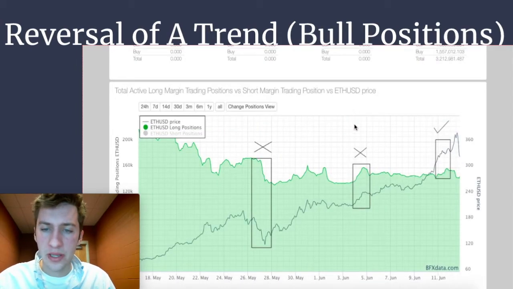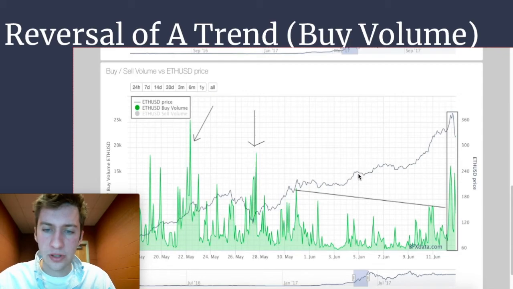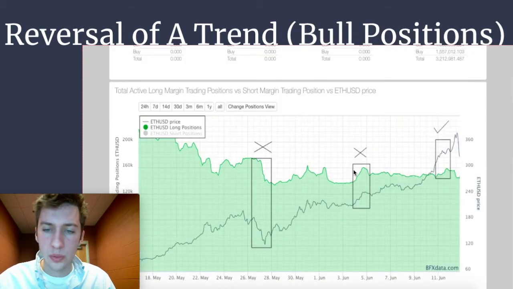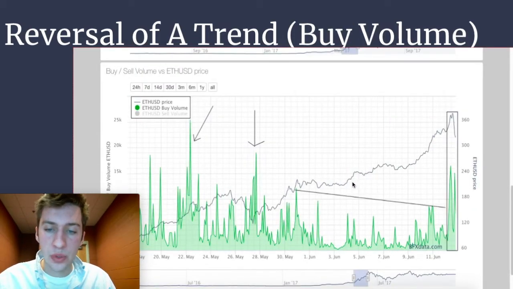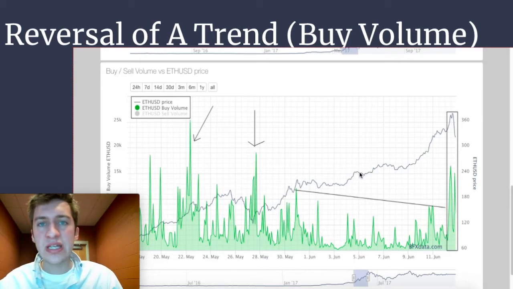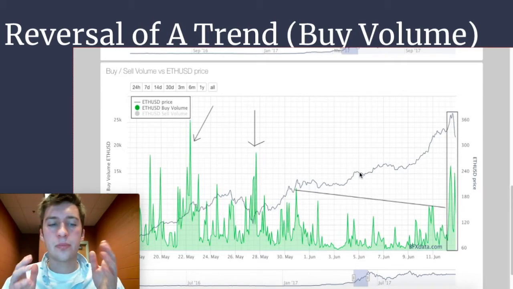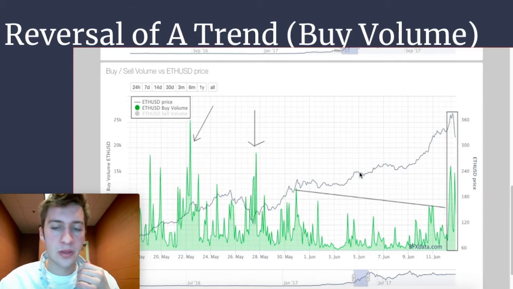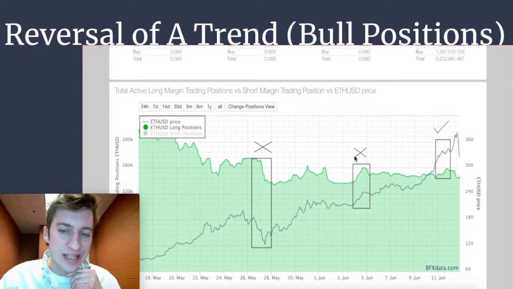Yeah, and then look also at buy volume here. This is the point I'm talking about, where we have this rapid increase in bull positions, but we do not see high volume. We just see high volume like here-ish, but not at the top. And you need to see high volume at a market top or a market bottom for it to be a reversal point. But we don't see that. So that's exactly why I put an X here and said this is not a reversal.